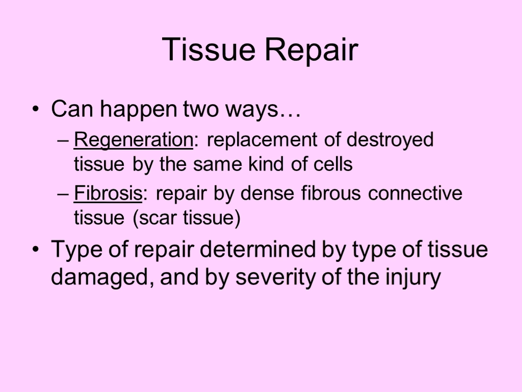Now, what happens when this tissue gets injured? Let's say you got cut, or you fell down, or you were in a car accident. How does the tissue fix itself? Well, there's really two ways. It can regenerate. It can just simply replace the cells that were damaged by cells that look exactly the same. Or it can go through a process called fibrosis, in which the tissues that were damaged are replaced by dense fibrous connective tissue, or what you and I like to call scar tissue.